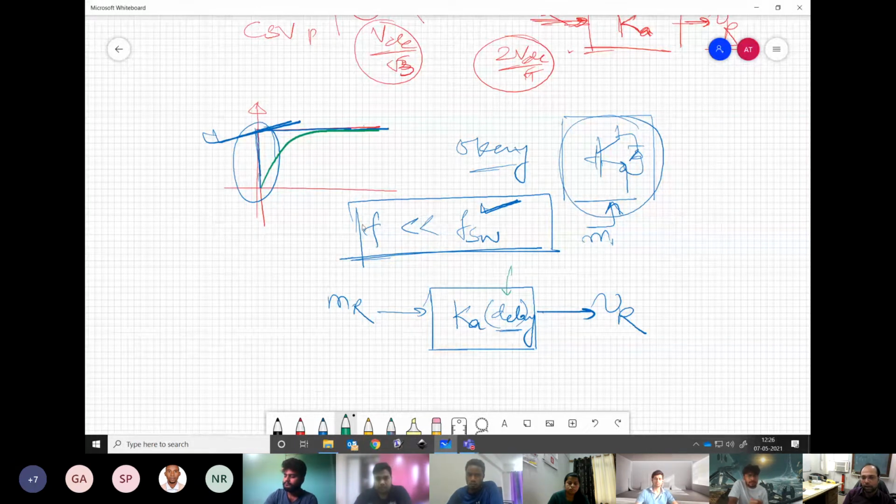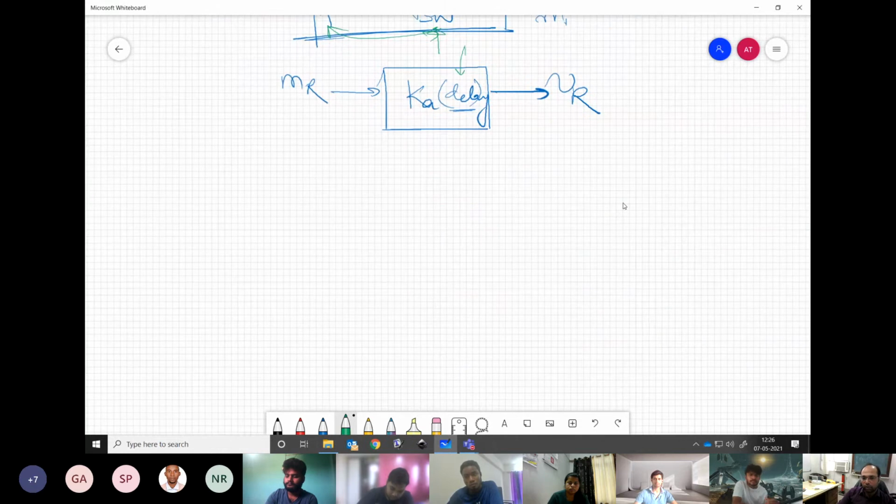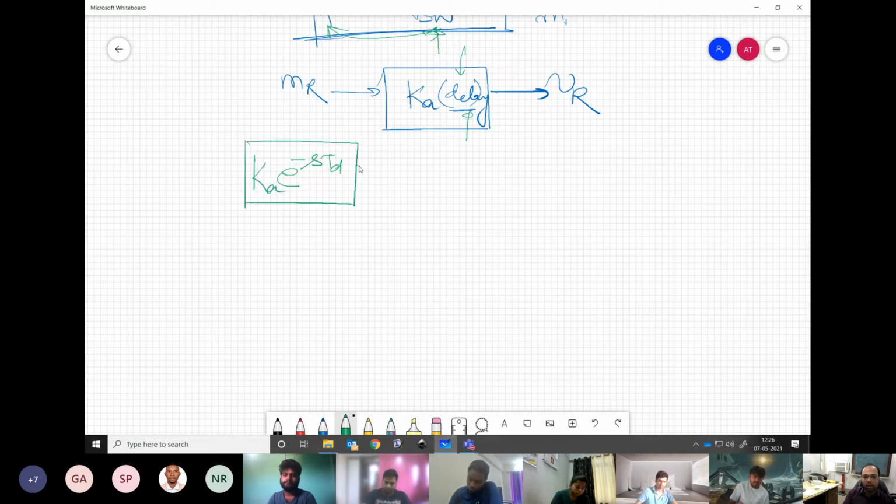Whenever our fundamental frequency and switching frequency start coming closer to each other, we will discuss one case study later in the course, maybe tomorrow. So how do we model this delay? In control system, generally, any delay is modeled as e raised to the power minus std. So then we will say, in general, our converter has this characteristic. Understanding my point?